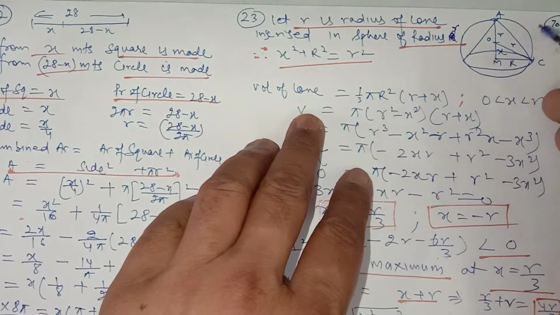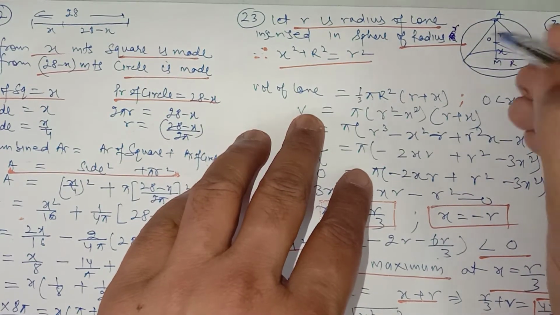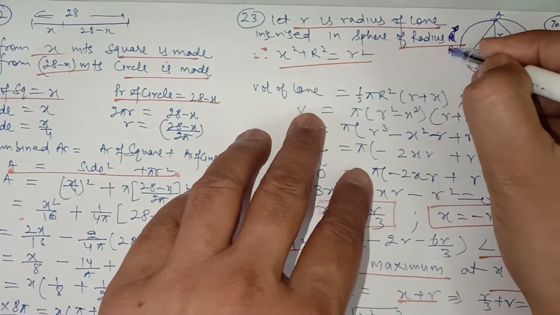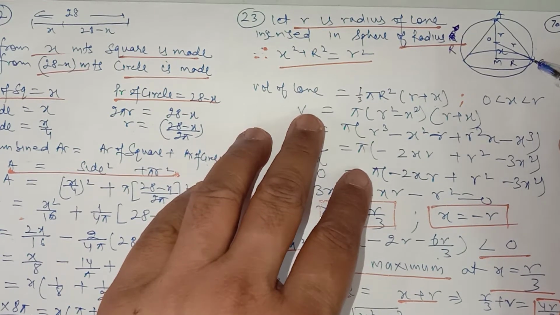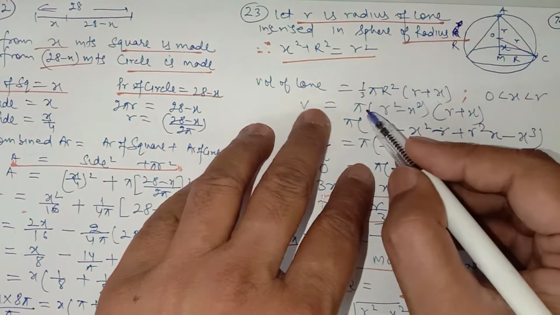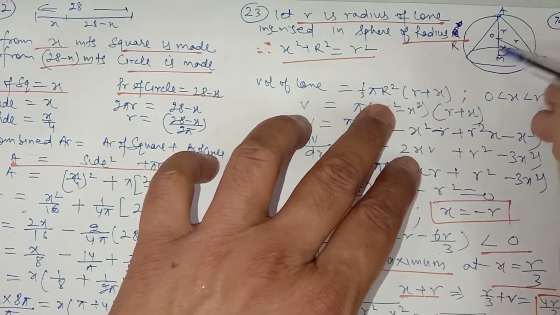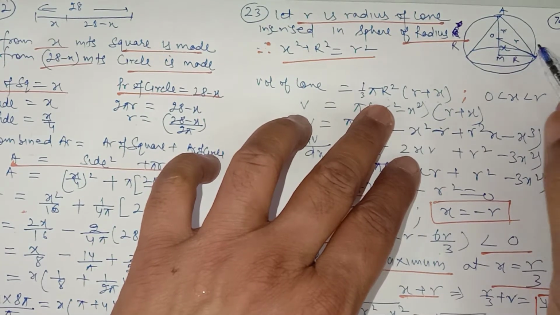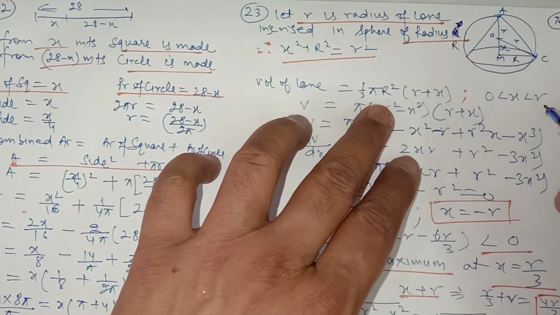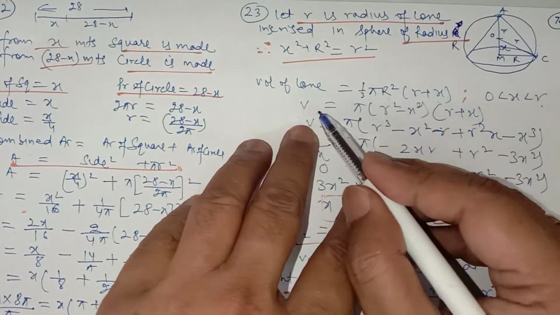See the figure carefully. The radius of the cone is capital R, and the radius of the sphere I have taken as equal to r. Now the volume of the cone will be 1 upon 3 pi R square h. The height h will be r plus x, and the value of x will be less than the radius of the sphere.